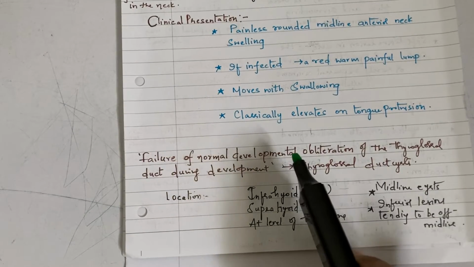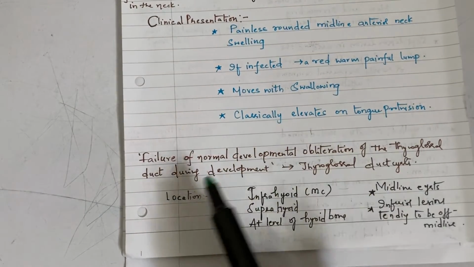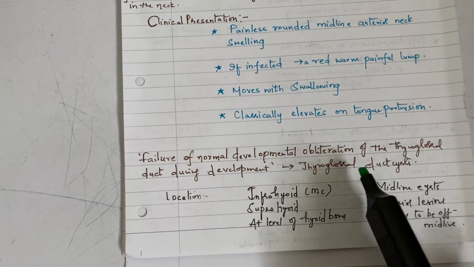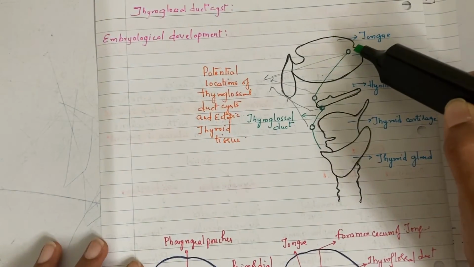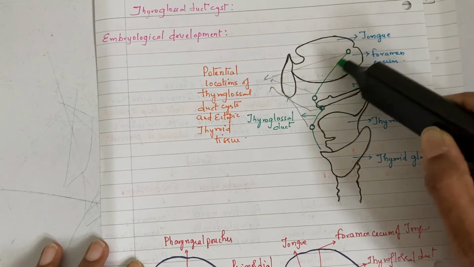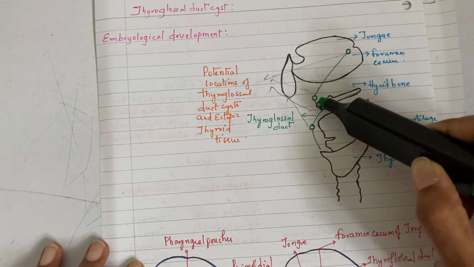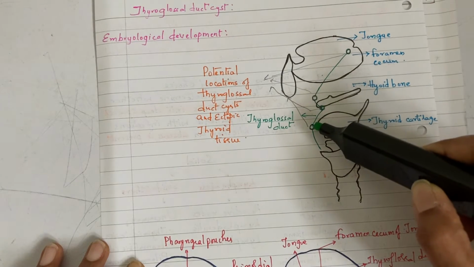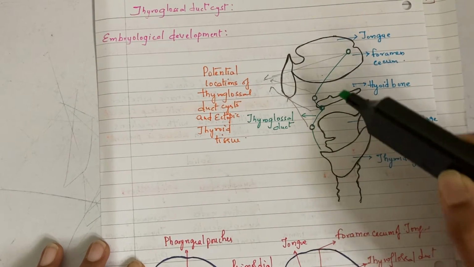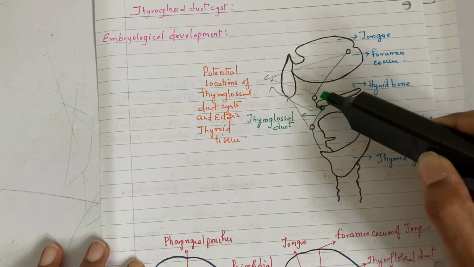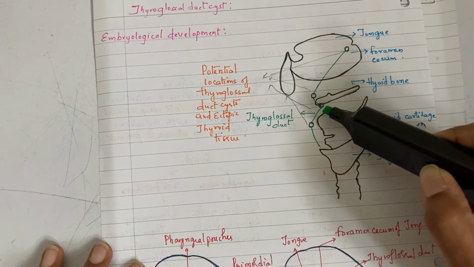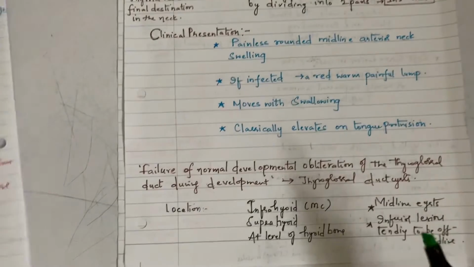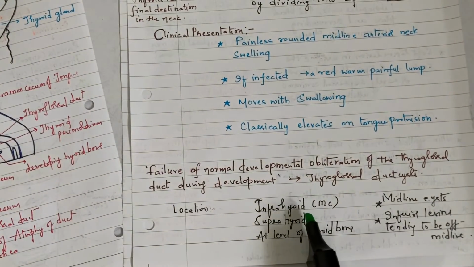Failure of the normal developmental obliteration of the thyroglossal duct leads to thyroglossal duct cyst. Normally, from the foramen cecum, the duct goes in the midline anterior to the hyoid bone and anterior to the laryngeal cartilages. If it doesn't degenerate, the cyst can form anywhere. The most common location is infrahyoid. It can be suprahyoid or at the level of the hyoid bone.